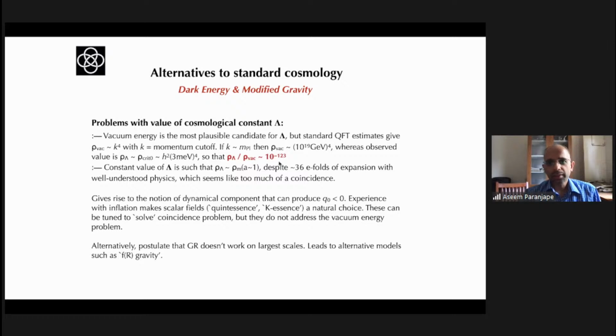So this is now the second half of the talk, where I want to discuss alternatives to the standard cosmology. We are leaving behind inflation, and coming back to later epochs: radiation domination, matter domination, and later on dark energy domination or cosmological constant domination. So let us see why we should worry about this phase of the universe.